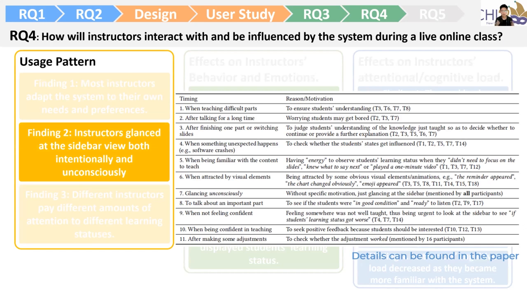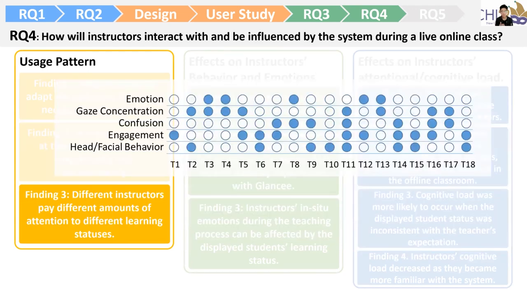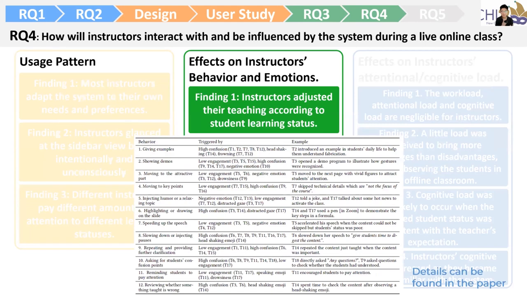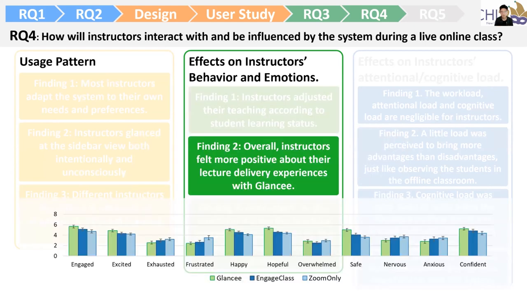We found that all instructors frequently glanced at our sidebar view, both intentionally and unconsciously. We conclude 11 kinds of timing and motivation of their glancing behaviors. And we found different instructors pay different amounts of attention to different learning statuses. Besides, we found that instructors adjusted their teaching according to student learning status, and we conclude 12 behavior patterns. In addition, overall, instructors felt more positive about their lecture delivery experiences with Glancee.